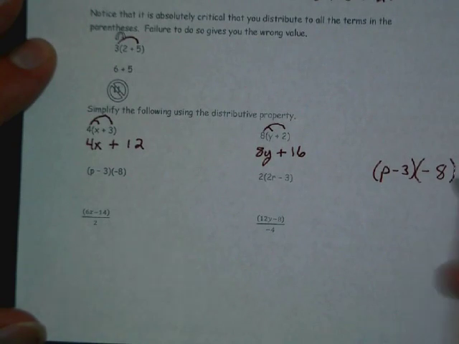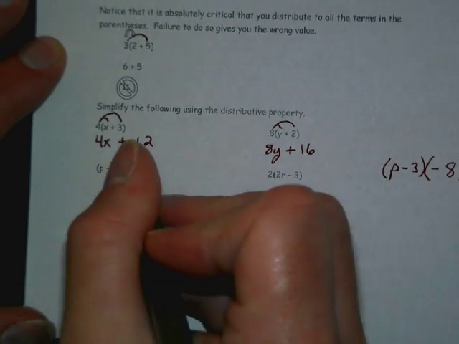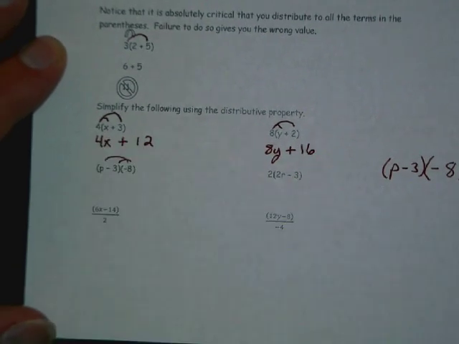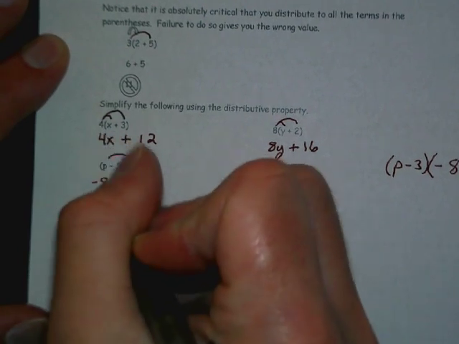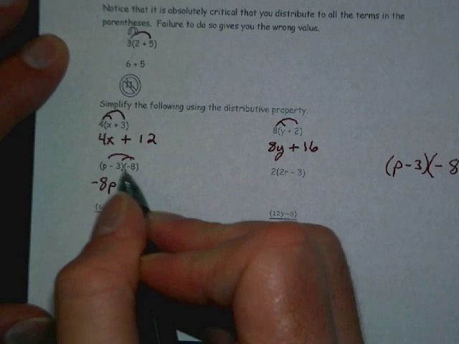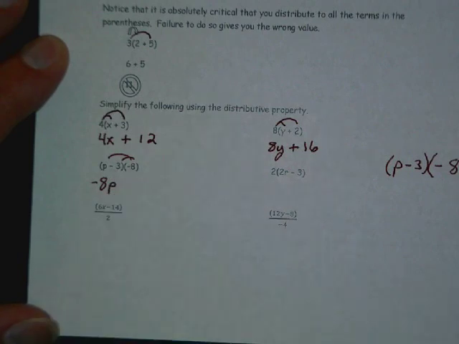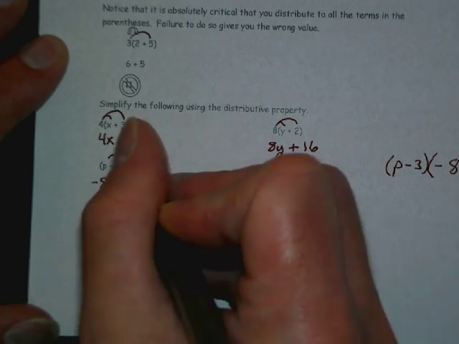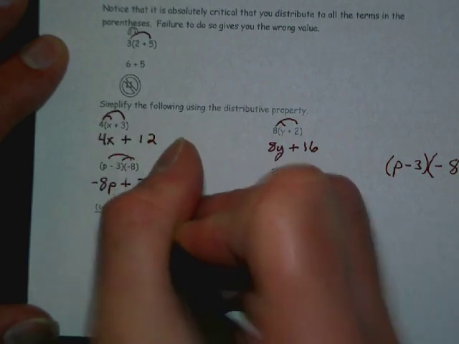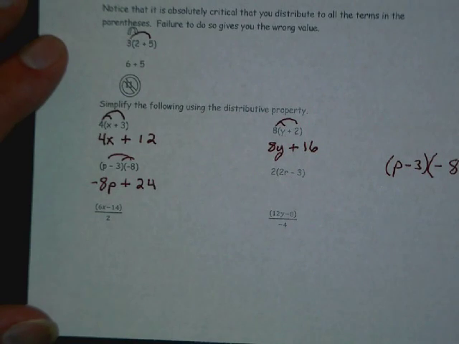So the parentheses are just there to show you that we're multiplying. So you still multiply that in. So you got negative 8 times p, negative 8p, and then negative 8 times negative 3. Put that sign in front of it with it. So negative times a negative gives you a what? Right. And 8 times 3, 24.